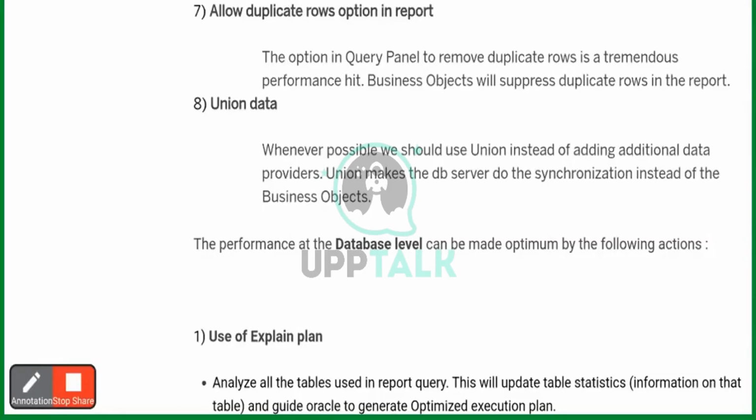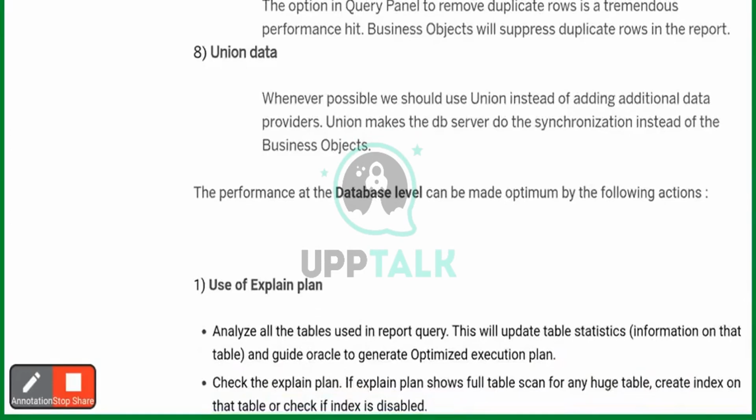Instead of doing that, if we can create subqueries and use a union, it is better than adding one more data provider. Union makes the DB server do the synchronization instead of the business objects. If you perform the union in the query panel, it will make the database server do the synchronization. The synchronization is not happening at the report level; instead, it is happening at the database server. The load on the server will be less and the reports will be refreshed faster. This is one of the things that we can do.